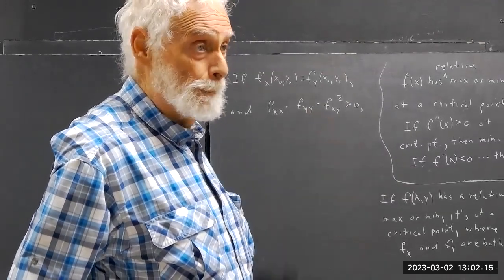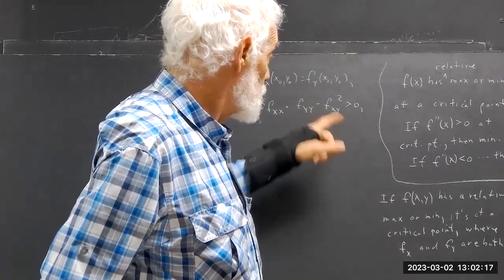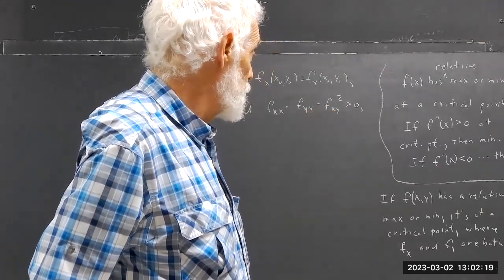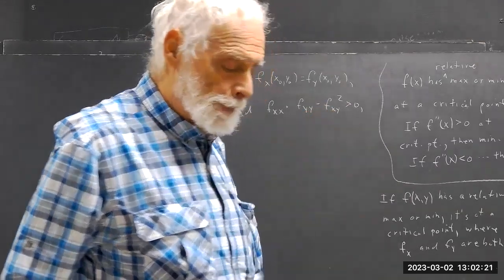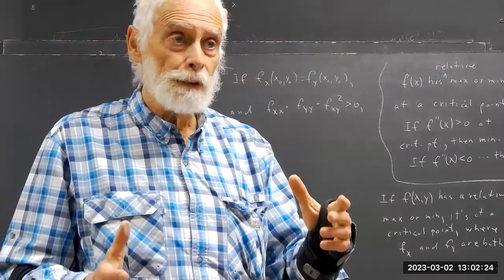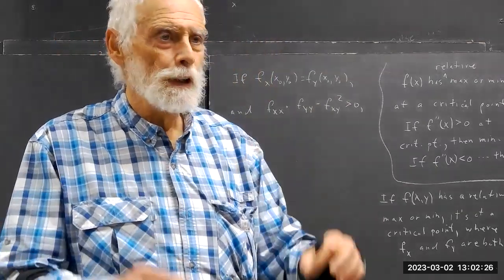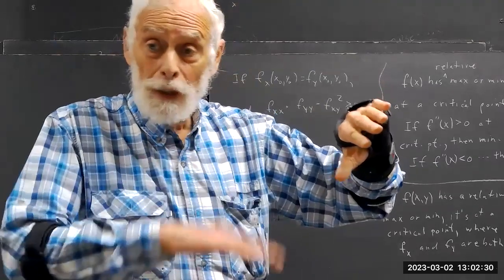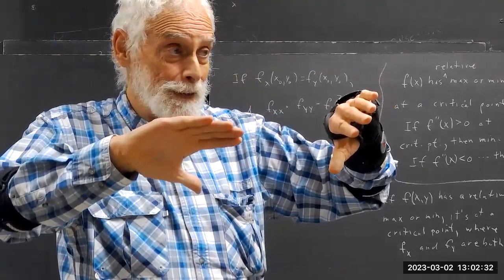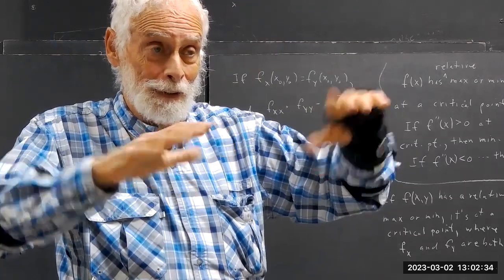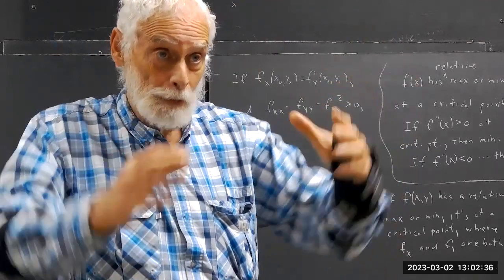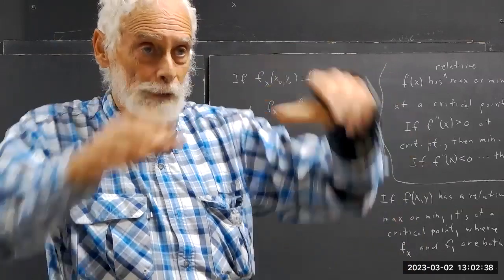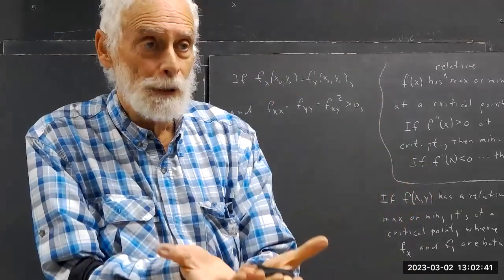Okay. So why do you subtract the square of fxy to get this criterion? Because you think, okay, if fxx is positive and fyy is positive, then you sure enough expect that you've got the point of a parabola with a minimum or maximum point. Well, you've got a minimum point, okay?